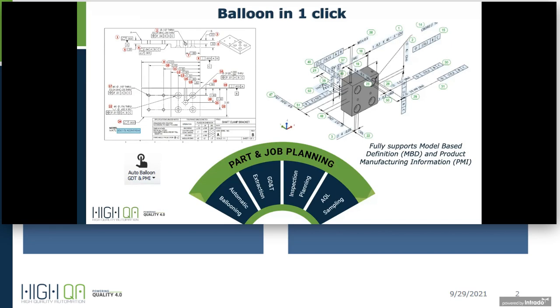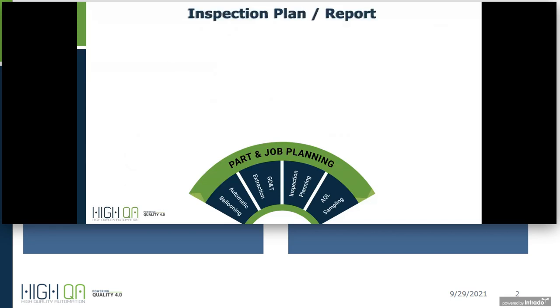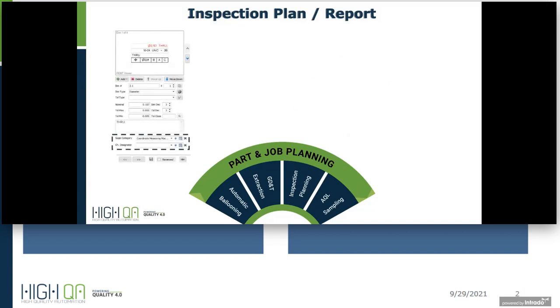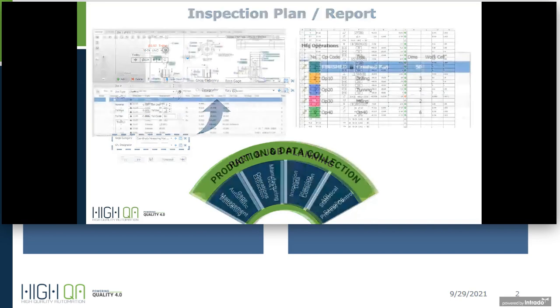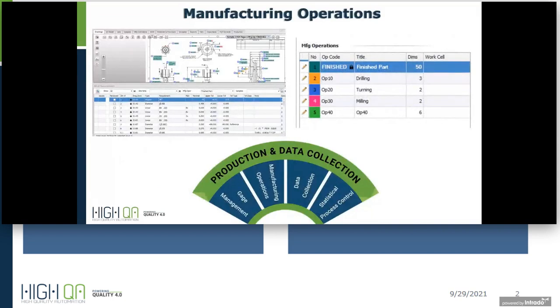From there, you can assign gauge categories and special designators like key characteristic, and it's all captured in the inspection plan and stored in the database. You can even define dimensions by operation, or even better, you can create operation plans and modify nominals for doing in-process checks.